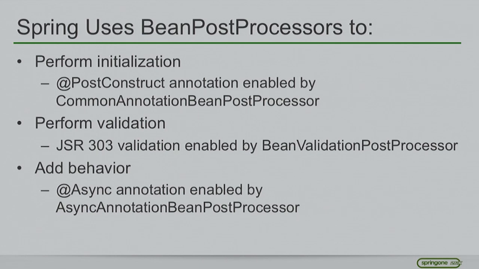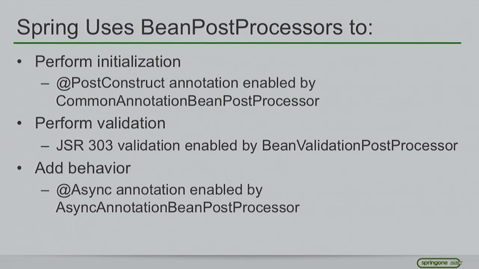So just as a summary then, Spring provides post-processors that will perform initialization. An example of that is the post-construct method that we've already taken a look at, which is exposed by the common annotation bean post-processor. There's also some declarative validation you can do based on annotations called JSR 303 annotations. There is a special bean post-processor called the bean validation post-processor that will do that kind of validation.